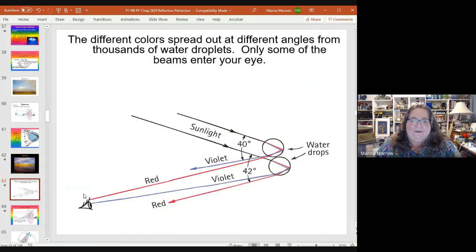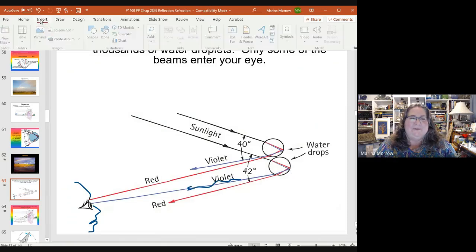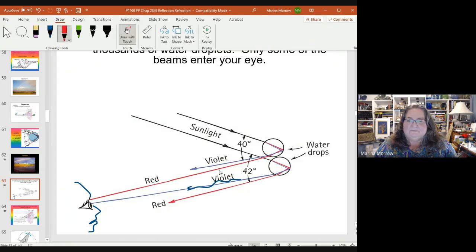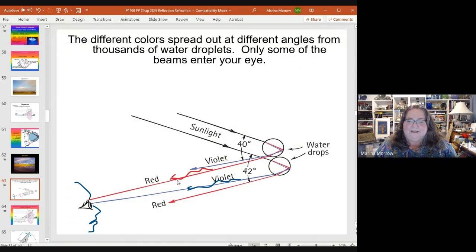And that's because your eyeball, so your head over here, is seeing the red coming from a water droplet that's up higher, and your violet is coming from a water droplet that's lower, right? So your violet comes from here, and your red comes from up higher. Okay, so each water droplet basically is giving you a different color. You're not getting two colors from one droplet.